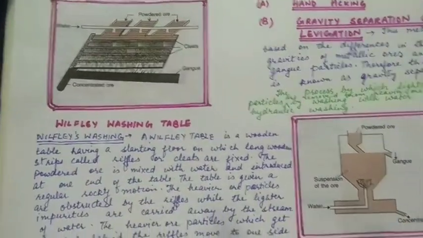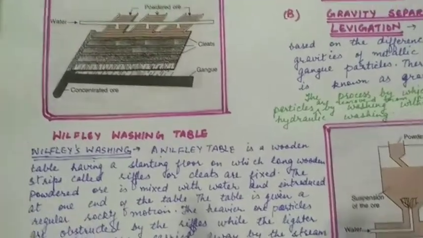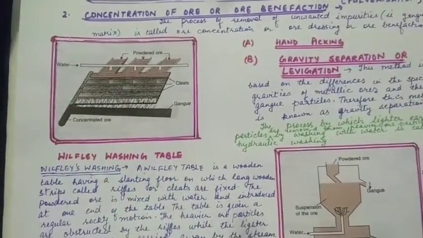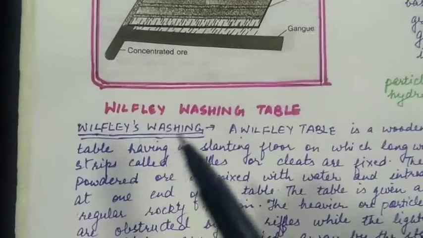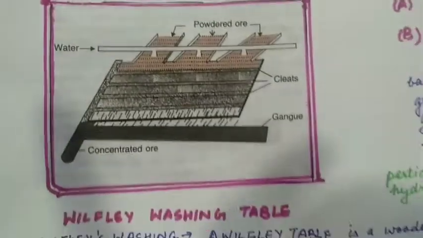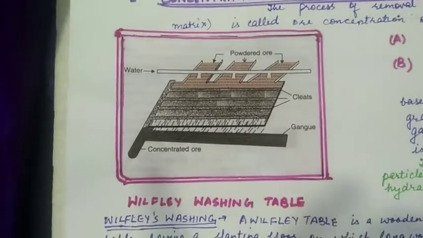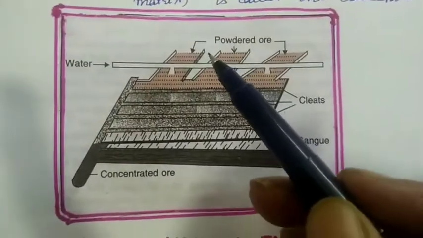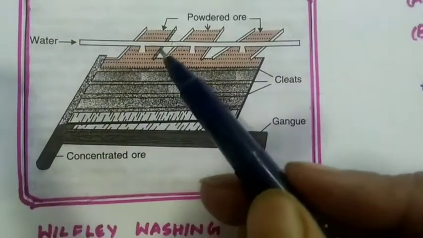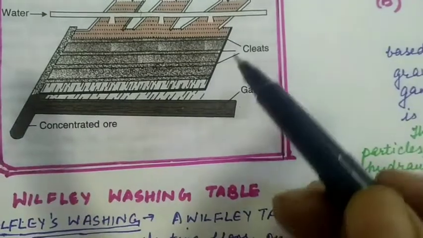At small scale it can be done simply, but when it has to be done in bulk, then two major processes can be used. One is wilfley washing and the other one is hydraulic washing. In wilfley washing, a wilfley table is used for separating the gangue from the ore. Powdered ore is mixed with water and then run through this wilfley table.